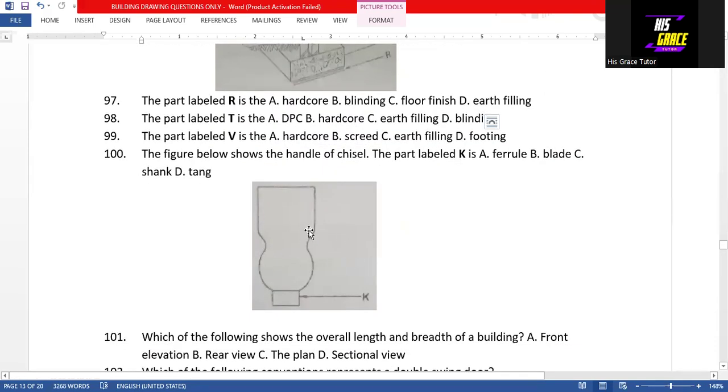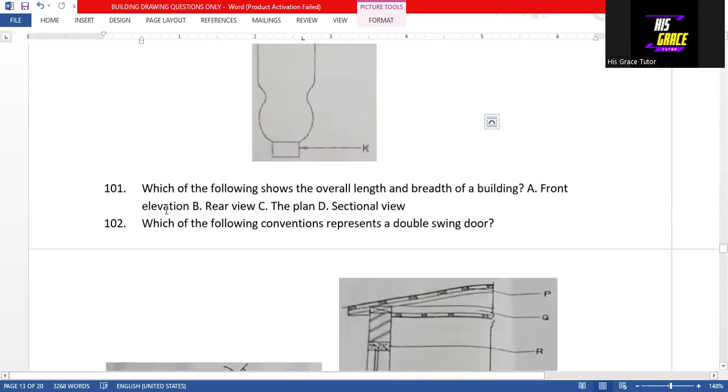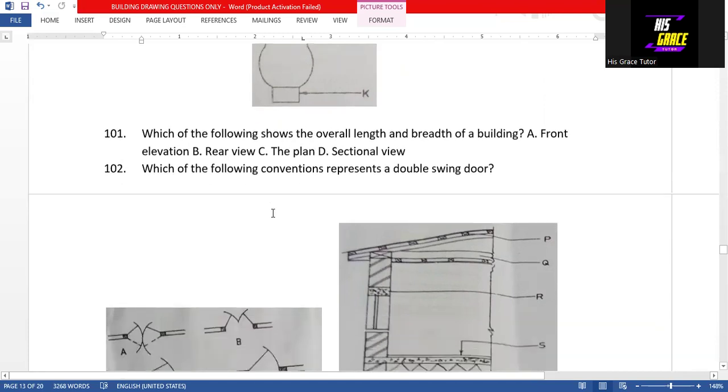So when we go to question 100, the figure below shows the handle of a chisel. The part labeled K is a ferrule. So that is option A. We call it ferrule. So that's option A, the answer to the question. Question 101. Which of the following shows the overall length and breadth of a building? That is the building plan. Option C is the answer to question 101.